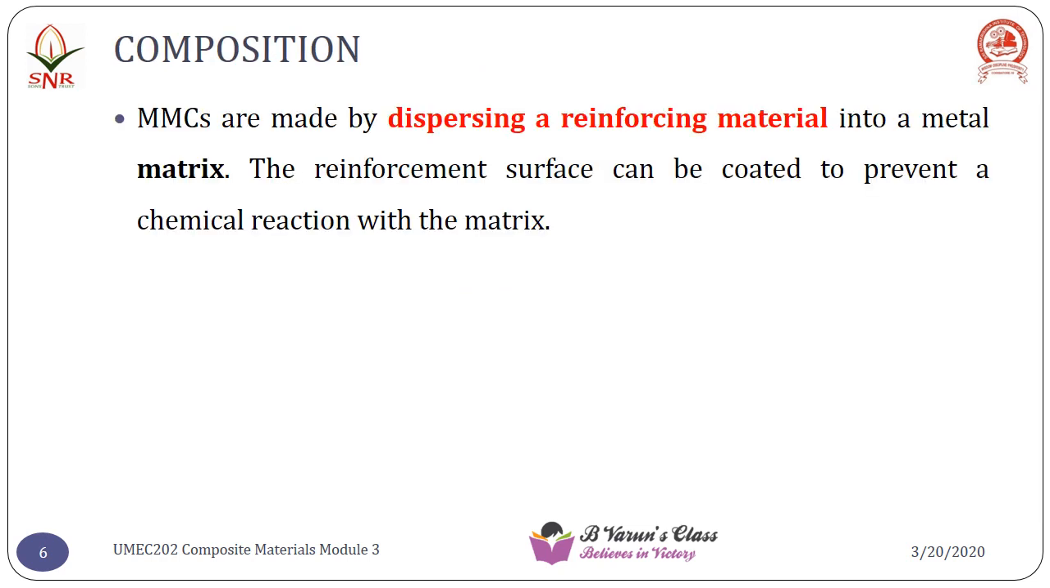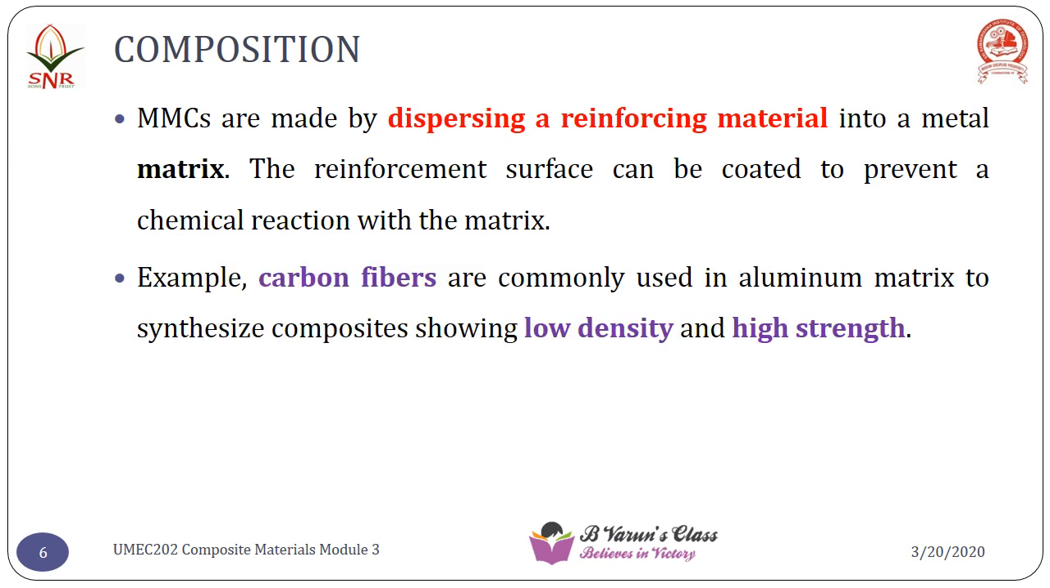Composition. What do we mean by composition? Metal matrix composites, or MMCs, are made by dispersing a reinforcing material into a metal matrix. In general, the reinforcement materials are oxides, carbides, or silicates. The reinforcement surface can be coated to prevent a chemical reaction with the matrix, or to avoid reaction with the atmosphere. For example, carbon fibers are commonly used with an aluminum matrix to achieve low density and high strength.